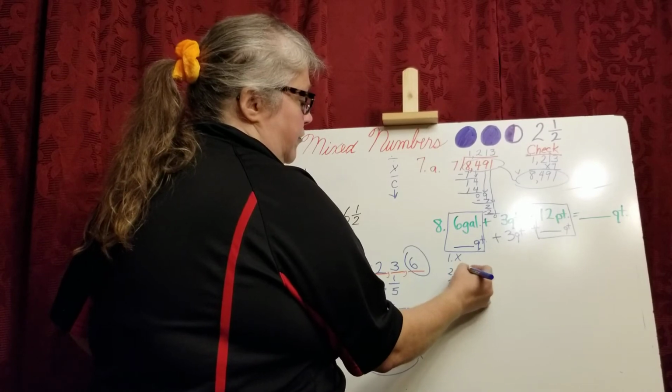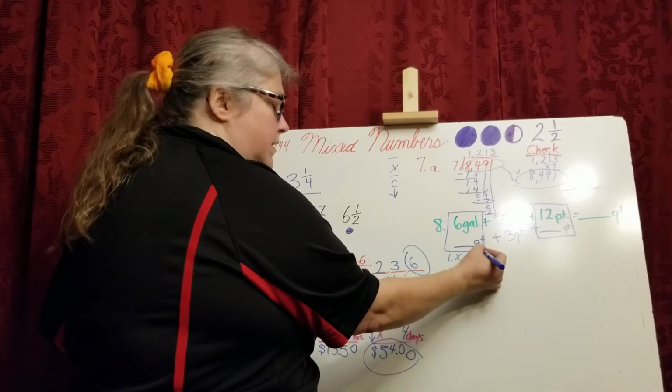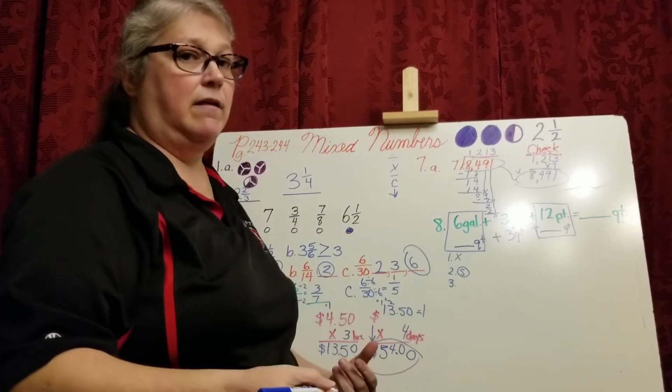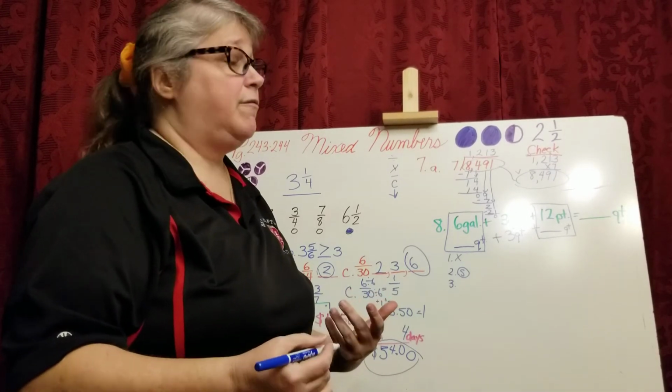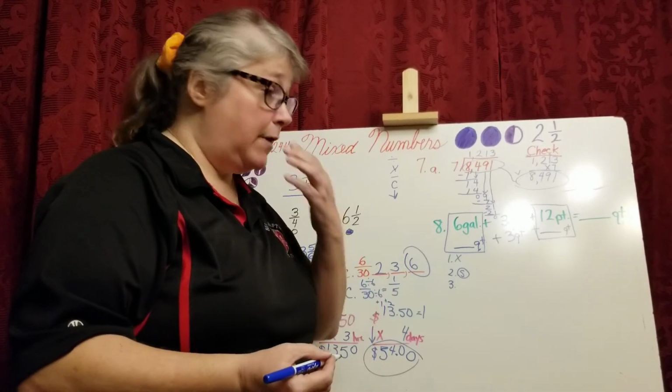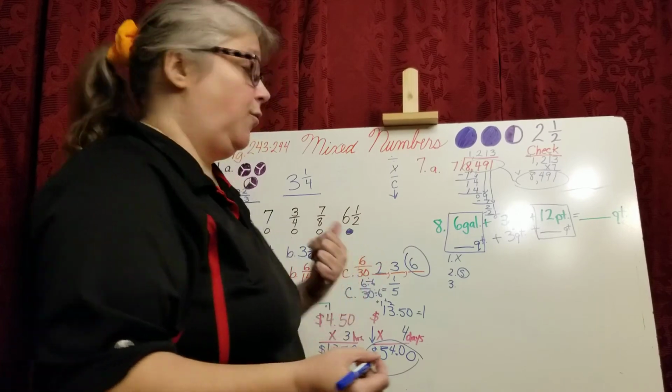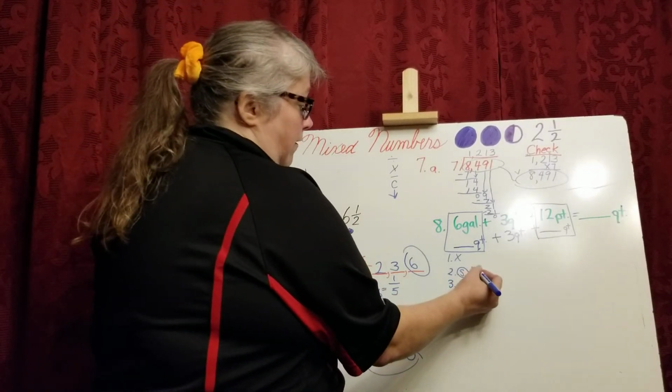Write your S for your special number. Now, how many quarts does it take to get to 1 gallon? We know, because we've been drilling all of these measures, that 1 gallon equals 4 quarts. So our special number is 4.